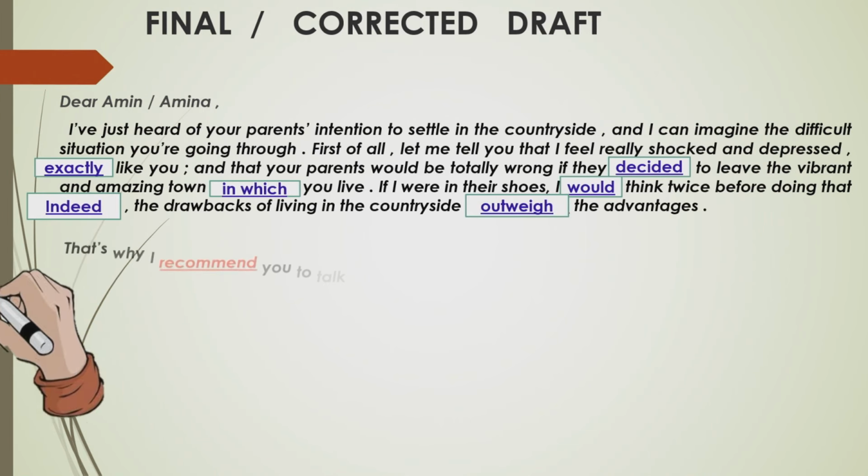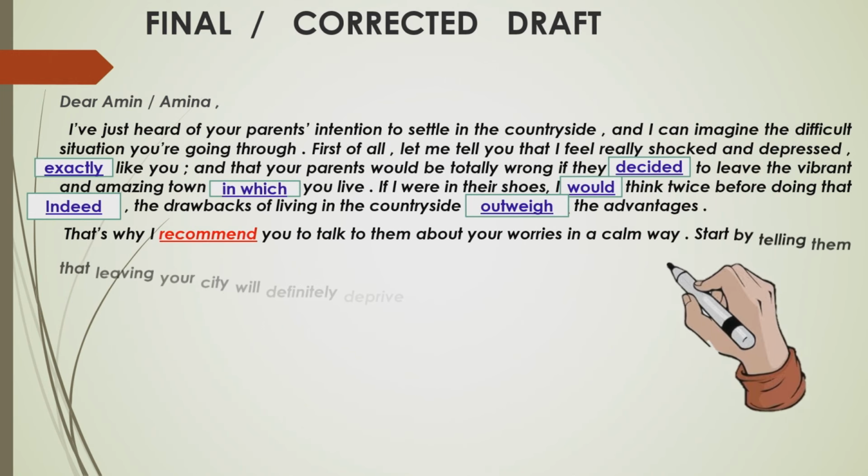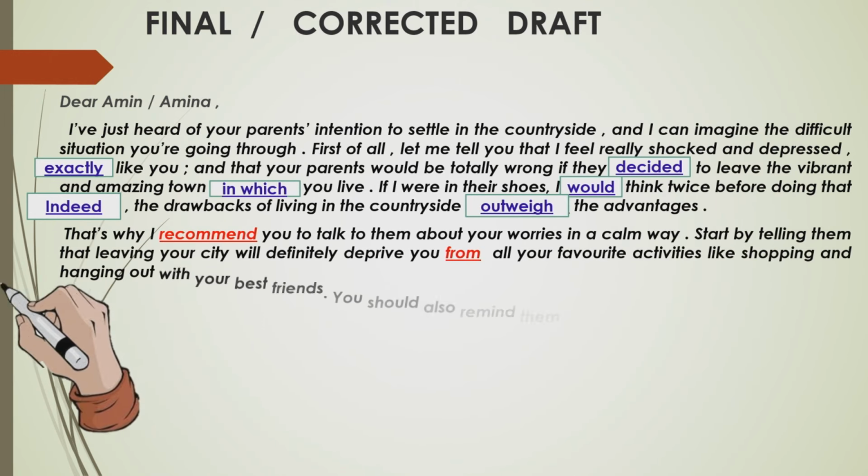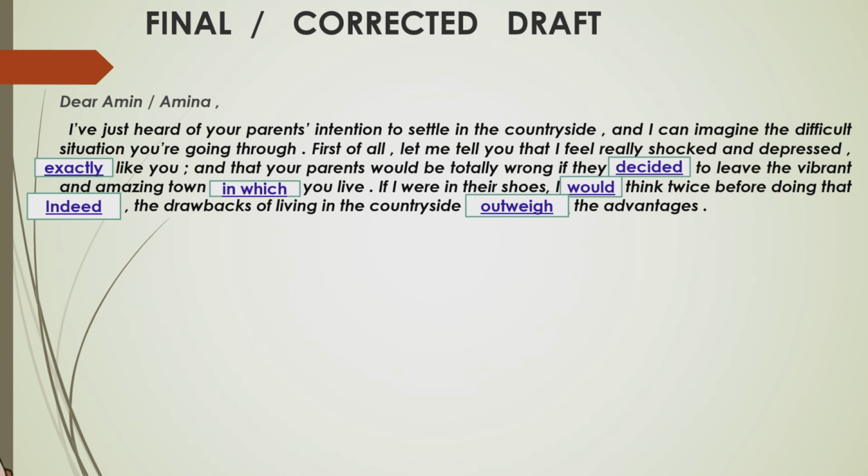This "in deed". There is a problem of spelling, so we'll focus more on this item. So it's one word. Maybe your friend had in mind this "in fact". So "indeed" should be written as one complete word. So indeed, the drawbacks of living in the countryside outweigh the advantages.